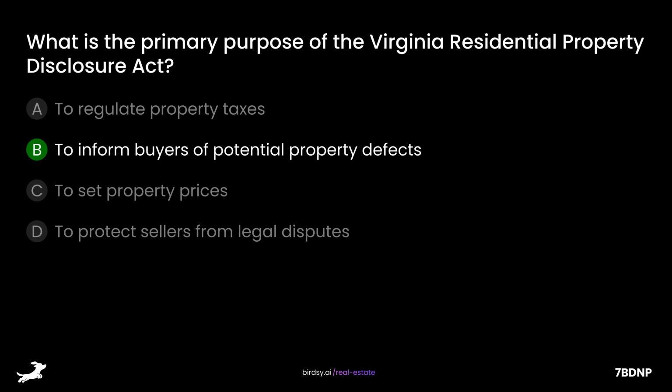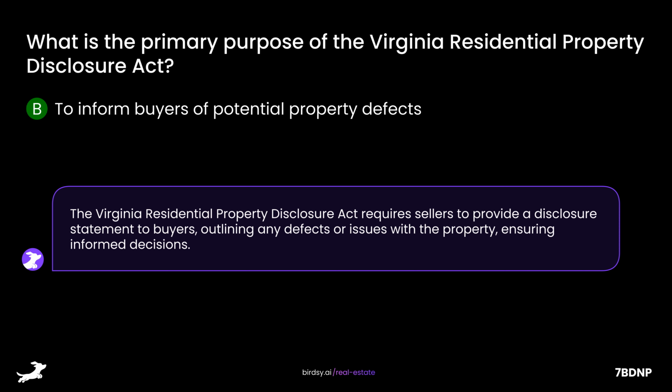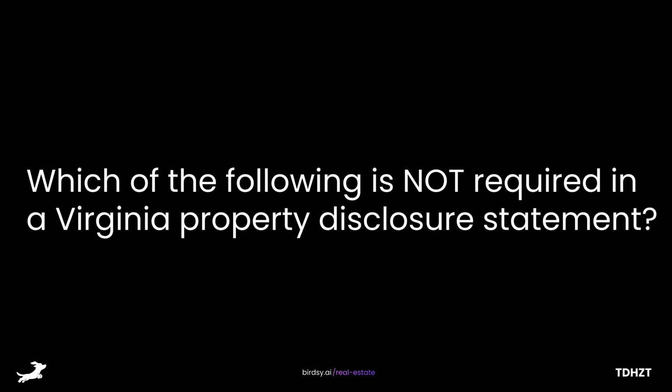The answer is B, to inform buyers of potential property defects. The Virginia Residential Property Disclosure Act requires sellers to provide a disclosure statement to buyers outlining any defects or issues with the property, ensuring informed decisions. Which of the following is not required in a Virginia property disclosure statement?